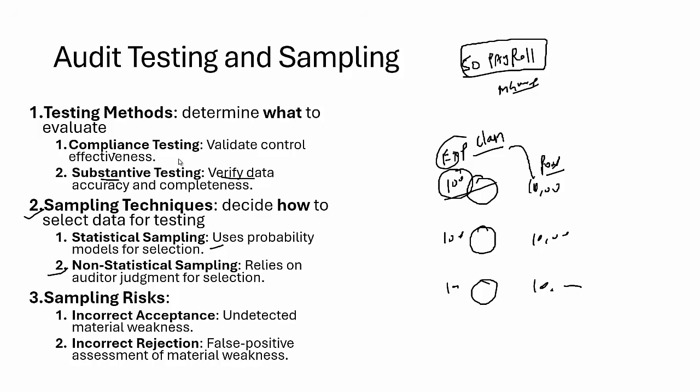So, the thin line of difference in compliance testing: in compliance testing, we validate that the controls are functioning, for example approvals. But in substantive testing, we verify that the data is accurate and complete. Is the payroll amount accurate or not?